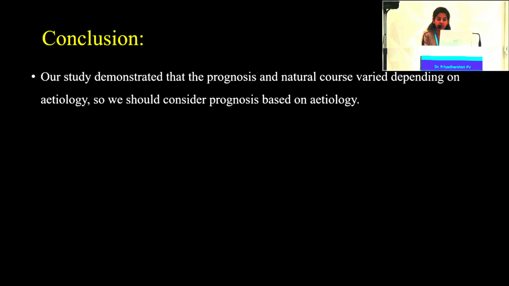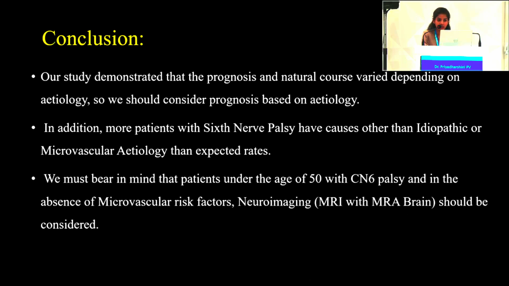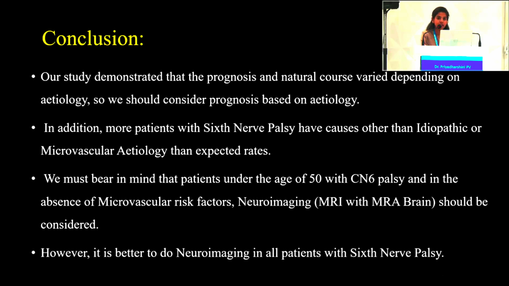I would like to conclude by telling that the prognosis and the natural course varied depending on the etiology. Patients with sixth nerve palsy have causes other than idiopathic or microvascular etiology more often than expected. We must also bear in mind that in patients under the age of 50 years with sixth nerve palsy and in the absence of microvascular risk factors, neuroimaging, especially MRI with MR angiography of the brain, should be considered. Considering the incidence of space-occupying lesion in sixth nerve palsy, and since the sixth nerve is also known as the tumor nerve, it is better to do neuroimaging in all patients with sixth nerve palsy.